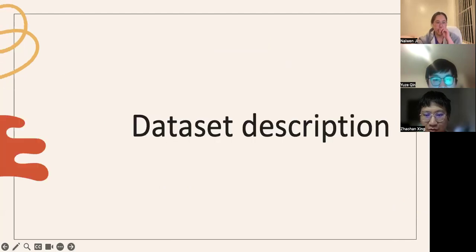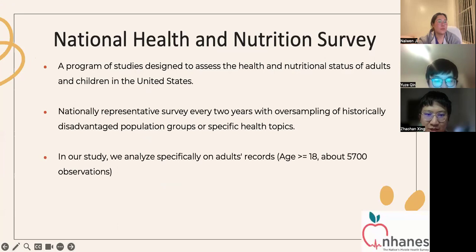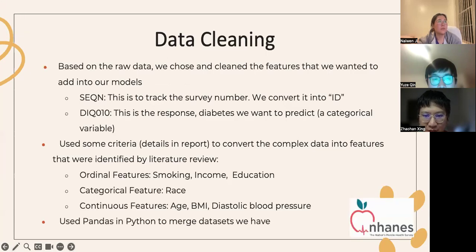So now I will give an overview of the description of our dataset. Our dataset comes from the National Health and Nutrition Examination Survey, which is a program of studies designed to assess the health and nutritional status of adults and children in the US. It is a nationally representative survey every 2 years with oversampling of historically disadvantaged population groups or specific health topics. In our study, we will analyze specifically adult records, which gives us about 5,700 observations.